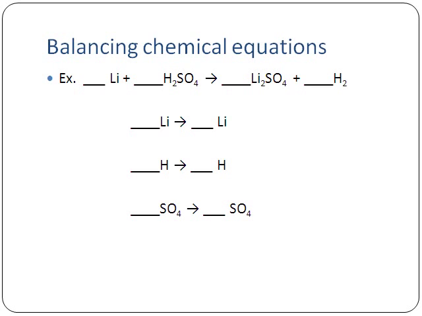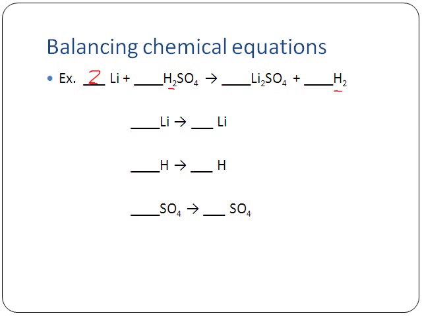So lithium plus sulfuric acid gives lithium sulfate plus hydrogen. To start off with, let's look at our lithium. We have 1 lithium on the left. We have 2 lithiums on the right. Our first speculation here is let's put a 2 out front here. That gives me 2 lithiums on either side. The next one would be hydrogen. I have 2 hydrogens on the left and 2 on the right, which means those are already balanced. We're good there.